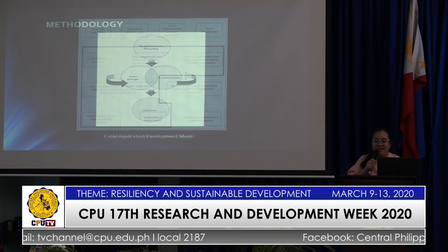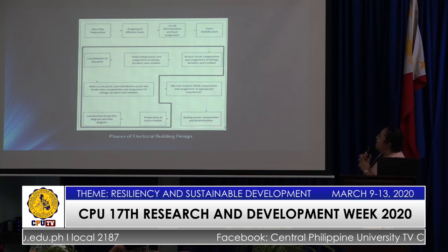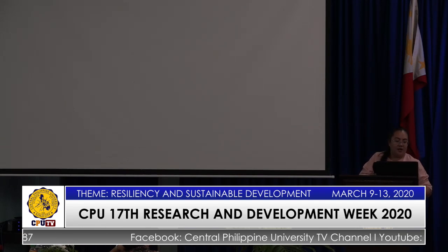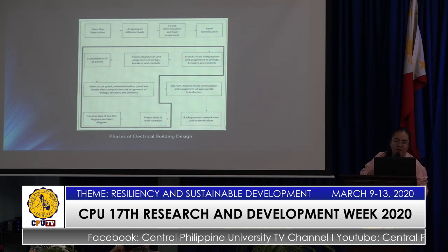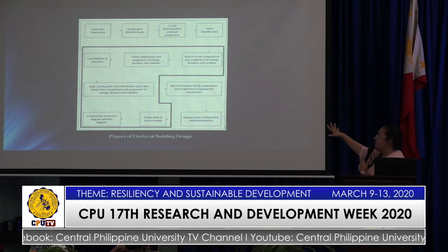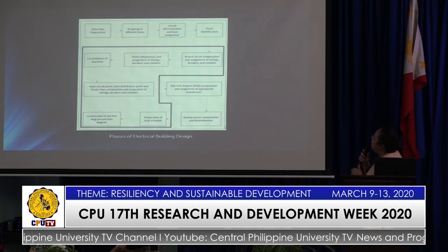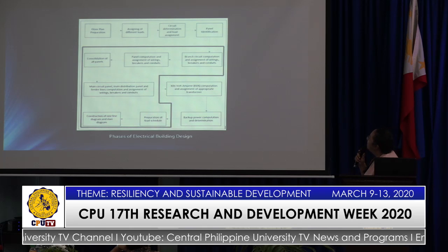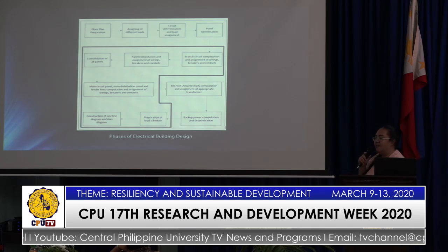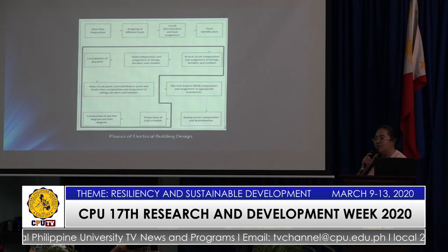And this is basically the phases of electrical building design. We start with the floor plan preparation. This part is not part of my system. The assigning of the loads, the circuit determination and load assignments, and panel identification, all of these are being done by electrical engineers.